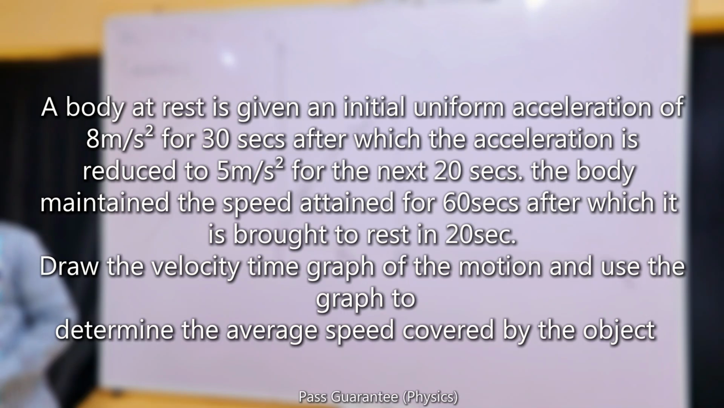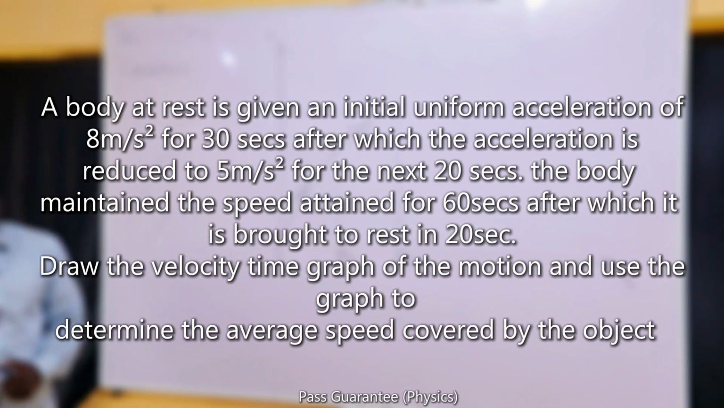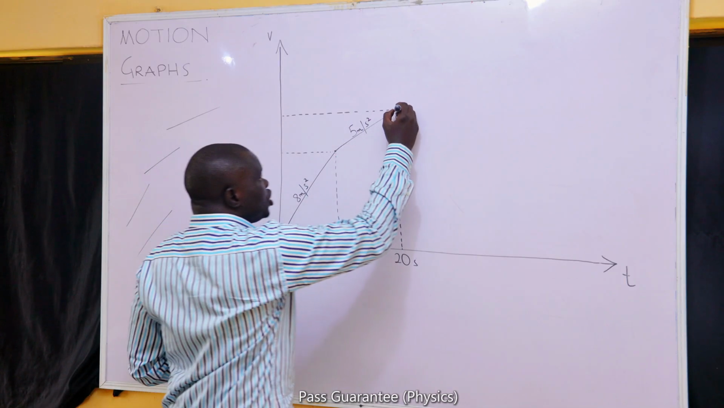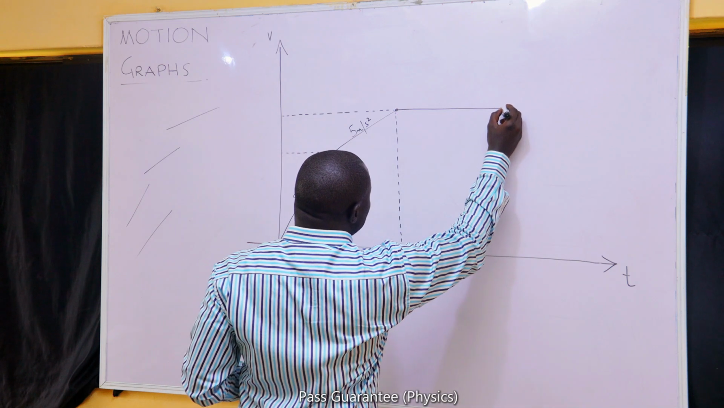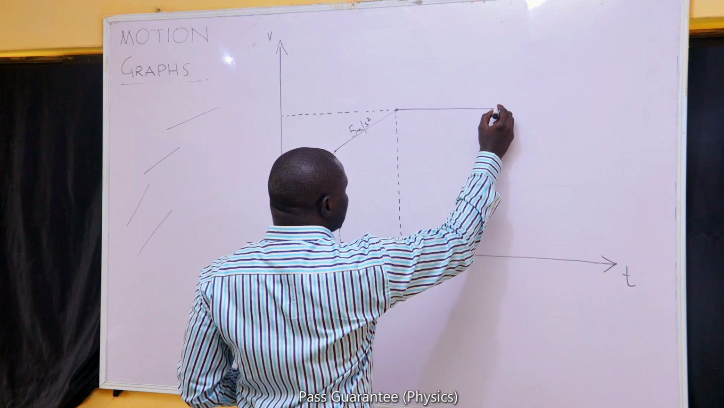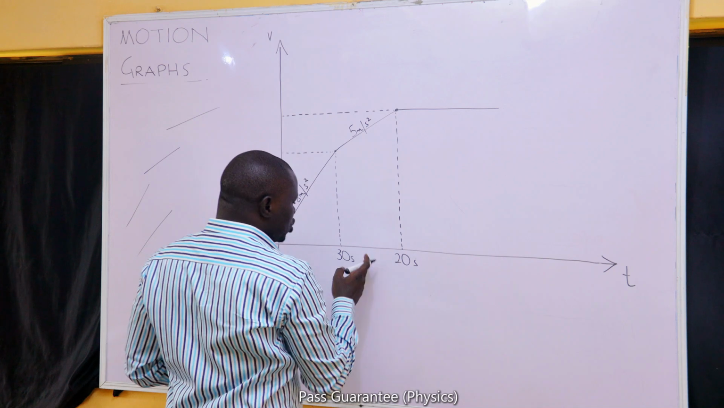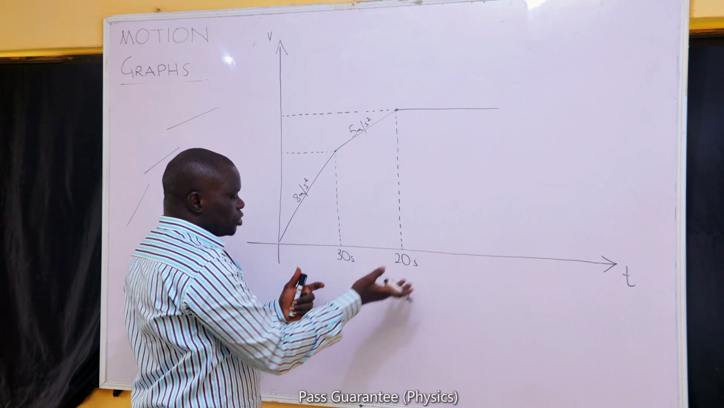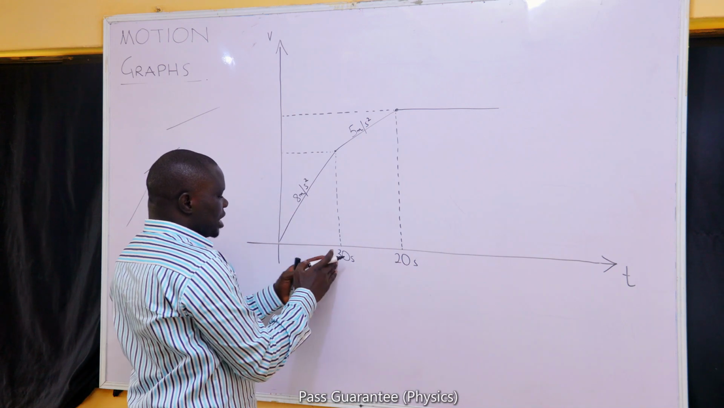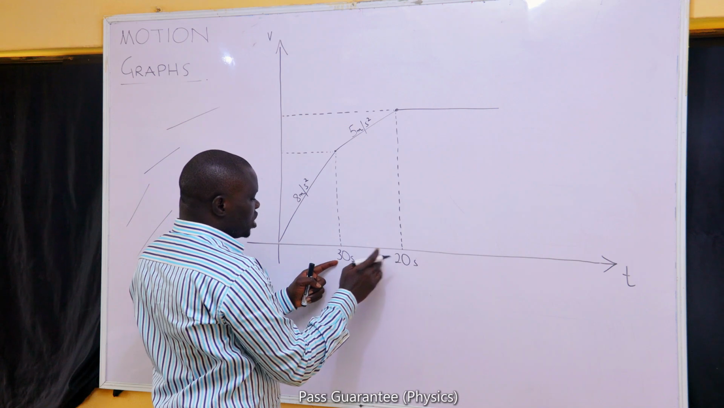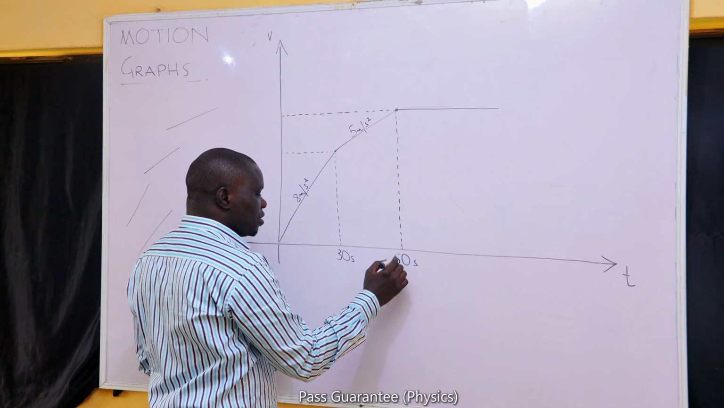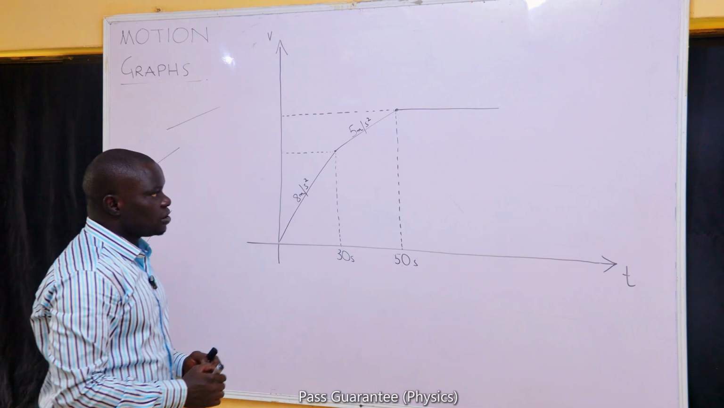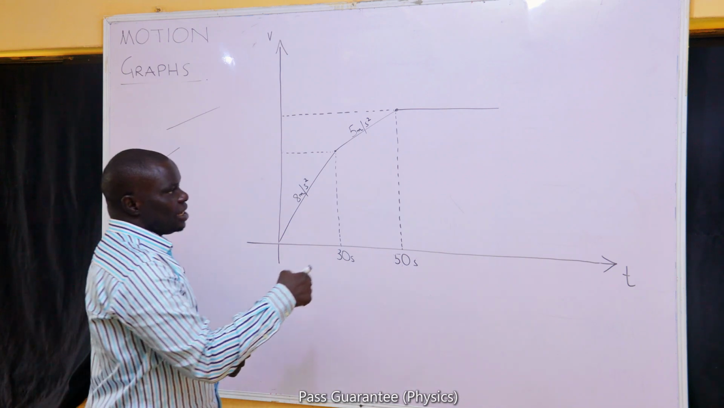They now said the body maintains the speed attained for 60 seconds. Now, after getting to this speed, it maintained it for 60 seconds. Mind you, the time must be cumulative. I must be adding the time. If from here to here is 30, from here to here will be 20. So the time that I will put here should be 50 seconds.